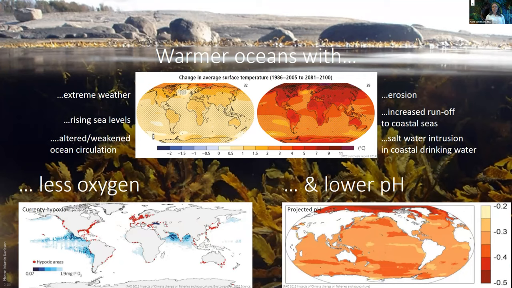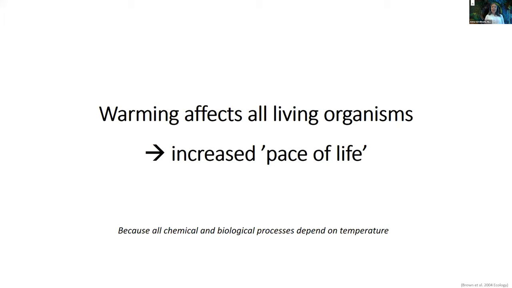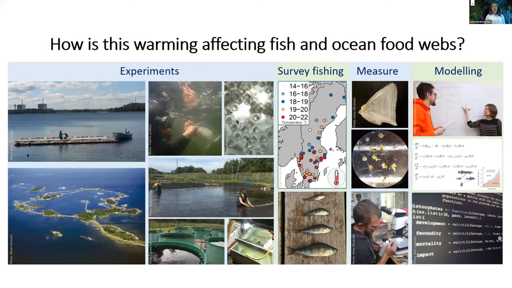The warming alone is affecting all organisms. All living organisms are affected by temperature because biological and chemical processes all depend on temperature. So the warming is increasing the metabolism of species, the pace of life that sets the speed of processes in all living organisms. We know that this affects the physiology of individuals living in aquatic environments. So the question is, how does this warming affect fish and ocean food webs, and in the long run, our food production from the ocean?